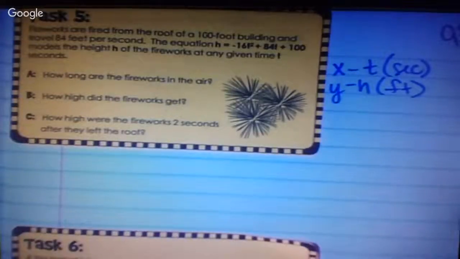Okay. Part C seemed to stump a couple of people. How high were the fireworks 2 seconds after they left the roof? Isn't that the y-intercept? Okay, what is 2 seconds? Time. That's your time, which is your what variable? Your X. So I know that X is 2. I want to know what is Y.